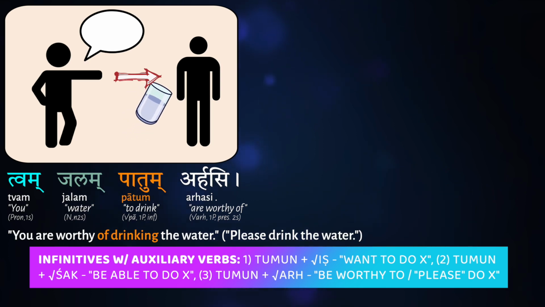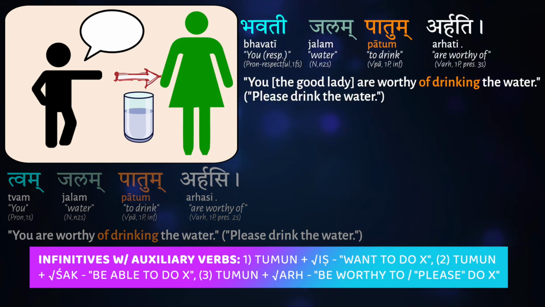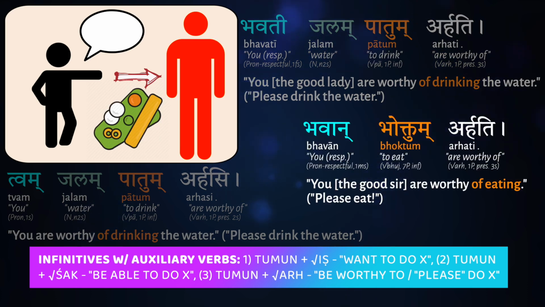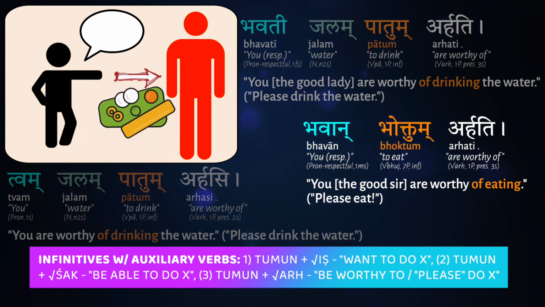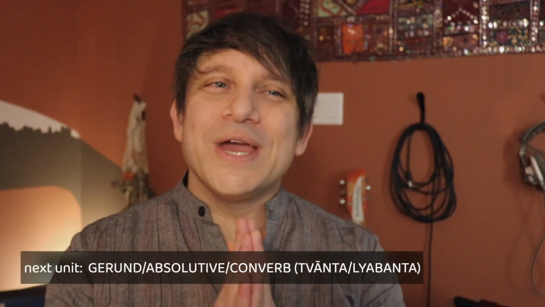If you want to use the respectful pronoun bhavan or bhavati, this will make it even more polite. Bhavati jalam patum arhati. The good lady is worthy of drinking the water. Bhavan bhoktum arhati. The good sir is worthy of eating, meaning please eat. It's really quite an elegant and quite useful way of speaking. So that's it. That's the tumun, tumananta, the infinitive. Let's take a break here.